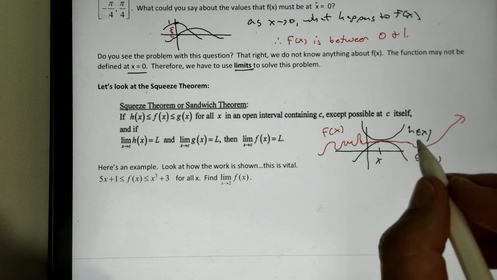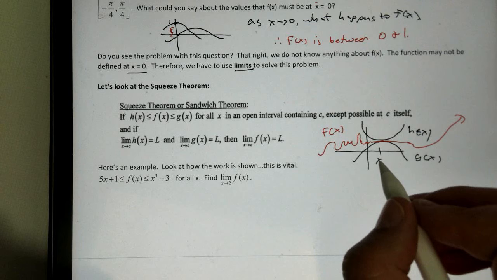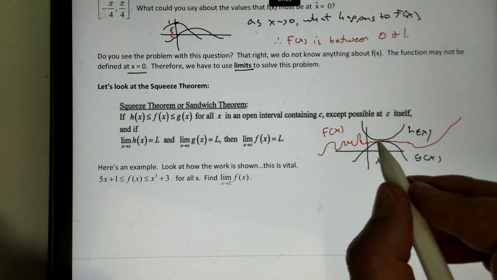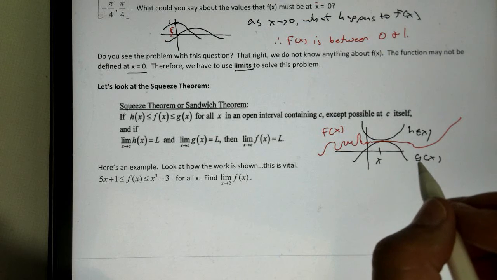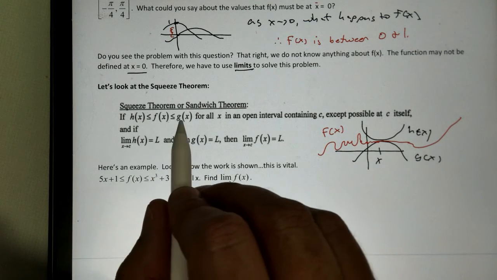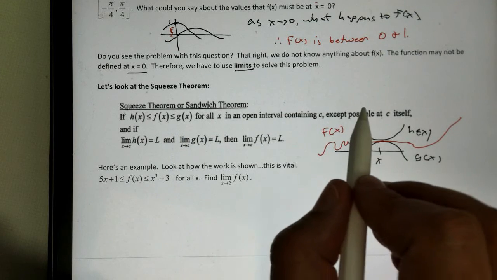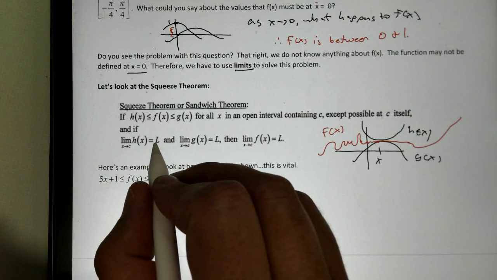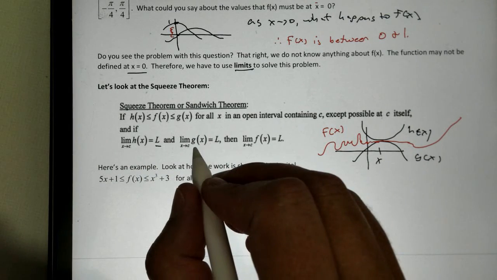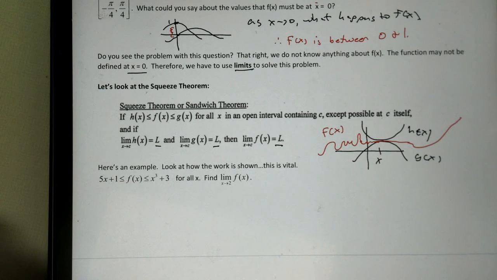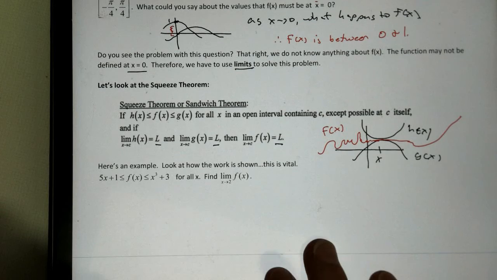So what would happen to the value of f of x? Well, as x gets closer, f of x is approaching the same values as h and g. And that's what this says. If f is between h and g, and if h approaches some constant L and g approaches the same constant L, then our function has to approach the same value. So let's see how this works.